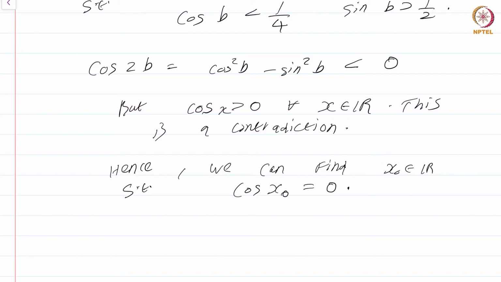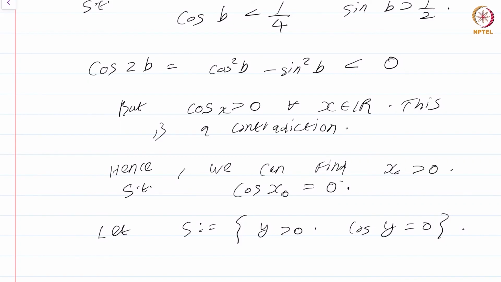Okay, now what we are going to do with this is we can define pi the following way. Let S be the set of all y in R such that cos y is equal to 0. Okay, in fact all y greater than 0 such that cos y is equal to 0. In fact, we can find x naught greater than 0 such that cos x naught is equal to 0.